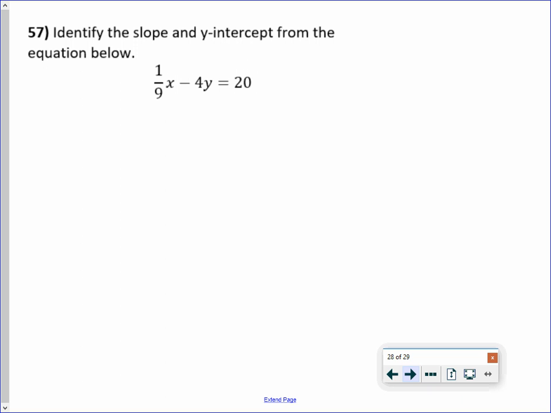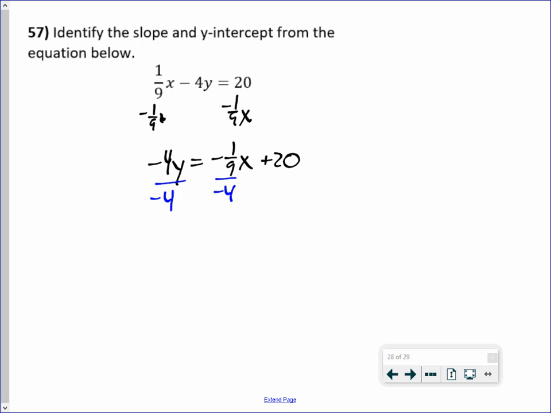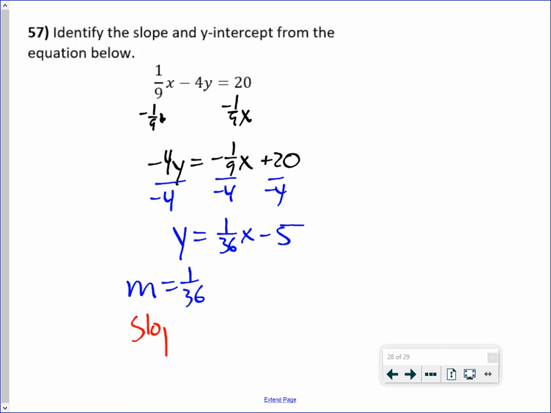For this last one, it's more of the same. We would subtract 1/9 x from both sides. And I get -4y equals -1/9 x plus 20. Then I divide the whole thing through by -4. And I'll get y equals 1 over 36 x minus 5. So m equals 1 over 36. That's the slope. b equals -5. That's the y-intercept.